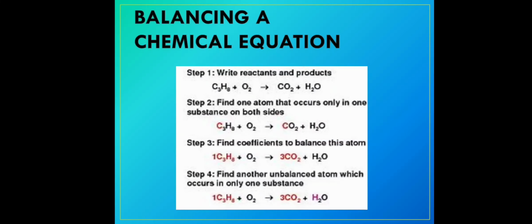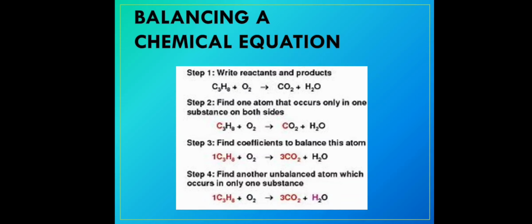Now balancing chemical equations. So what are the steps in balancing chemical equations? The first thing is we write the reactants and products. Then we find an atom which occurs in only one substance on both the sides. So whichever has lower frequency, lesser occurrences, we will try to take that element and try to balance.